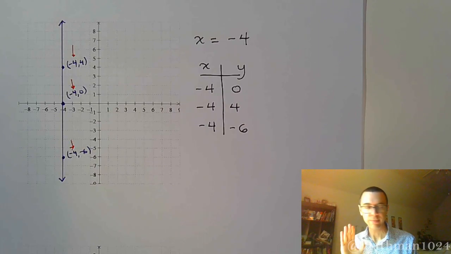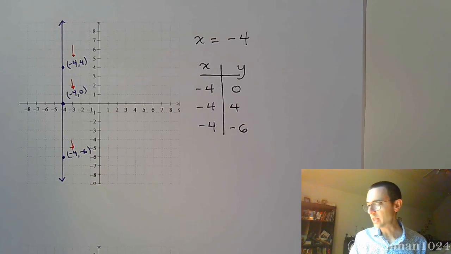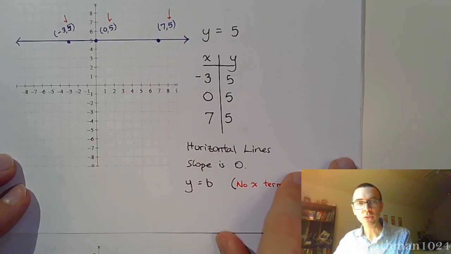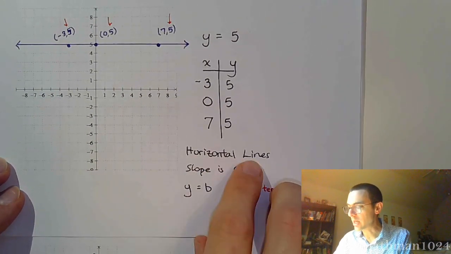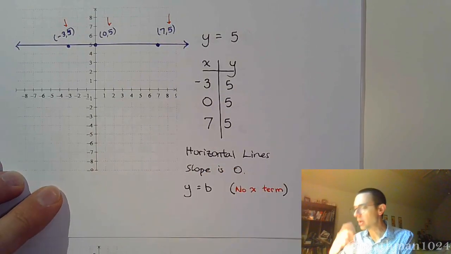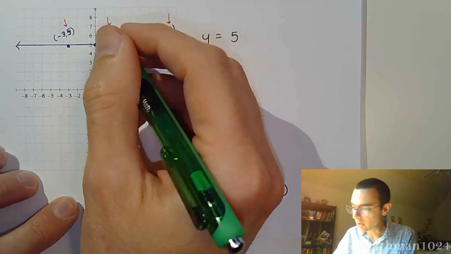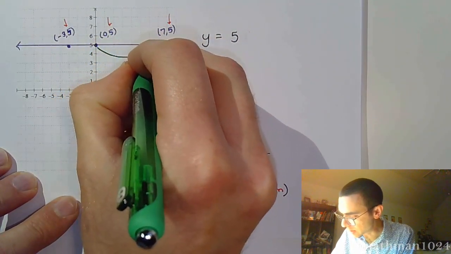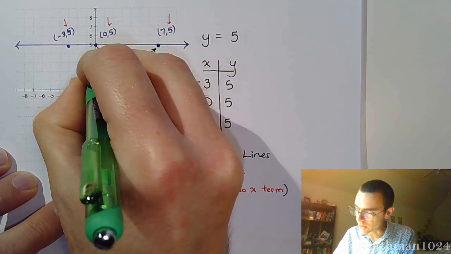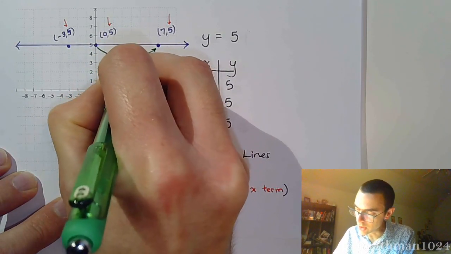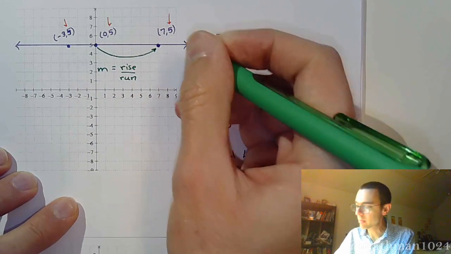Now, I forgot to mention something on the last graph. I said it, but I didn't explain it. So let's talk about this. On the last graph, we talked about how a horizontal line has a slope of 0. But why is that? Well, if you think about trying to calculate the slope, right? So the slope is the ratio of the rise to the run.